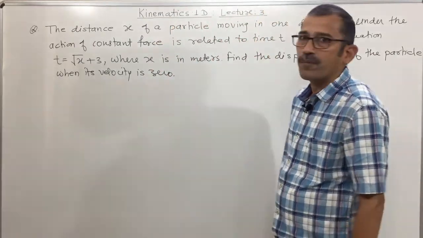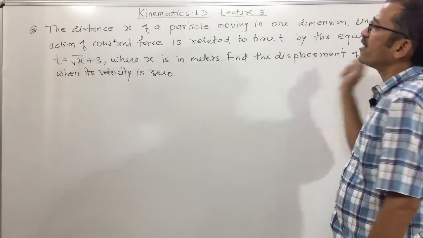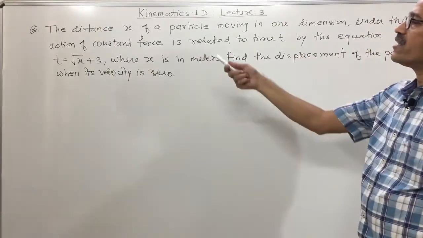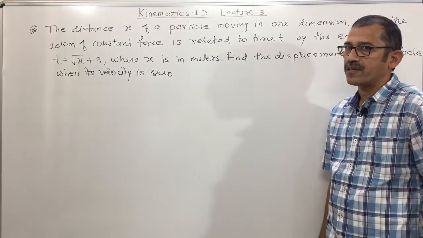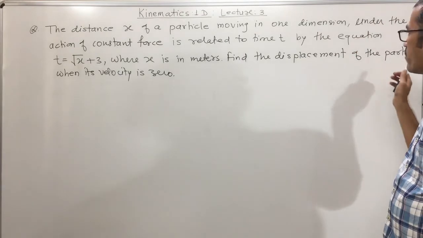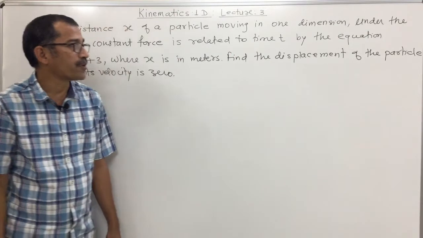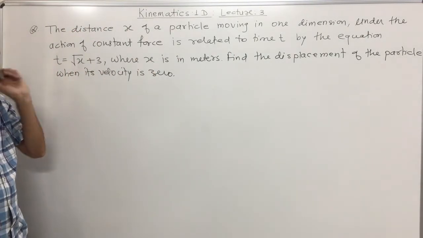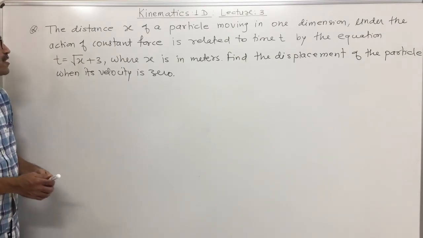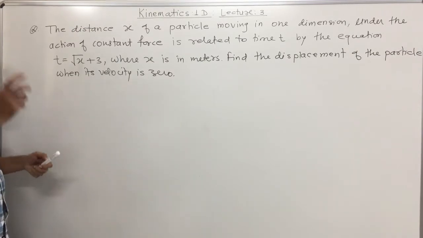The distance x of a particle moving in one dimension along a straight line under the action of constant force is related to time t by the equation t equal to root x plus 3, where x is in meters. Find displacement of the particle when its velocity is 0. First, what is important, you have to find out displacement. So we'll write equation of x in terms of time t. Once we get this equation in terms of time t, then we'll find out when its velocity will be 0. That means equation of velocity is a must.